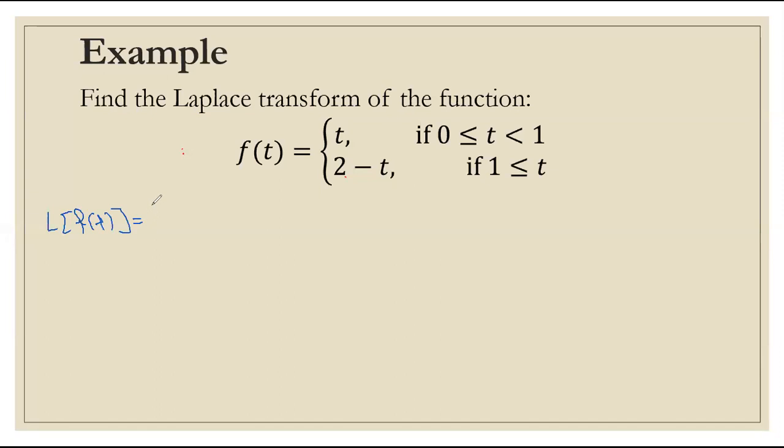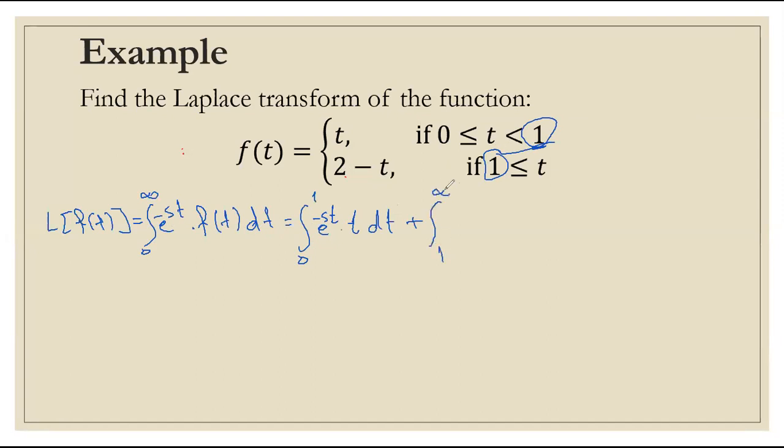We will integrate from 0 to infinity of e to the negative st times f of t dt. Then we will divide it, from 0 to 1, because here you have the 1. From 0 to 1, e to the negative st times the first piece, which is t, dt. And the second integral will be from 1 to infinity of e to the negative st times 2 minus t dt. How to integrate those two functions? This and this.